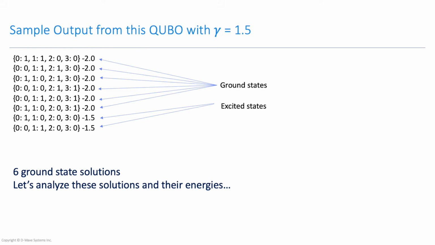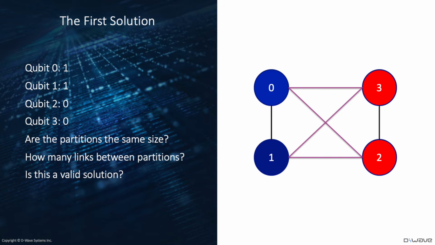And when we do a QUBO problem, it's always really important to start by analyzing the energies and the solutions as much as we possibly can. So what are these solutions telling us? So here's the first solution, where I've drawn one of the subsets in blue and the other in red. Qubit 0 is 1, qubit 1 is 1, qubit 2 is 0, and qubit 3 is 0.